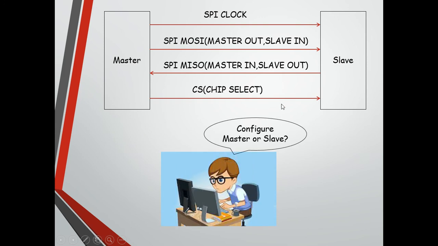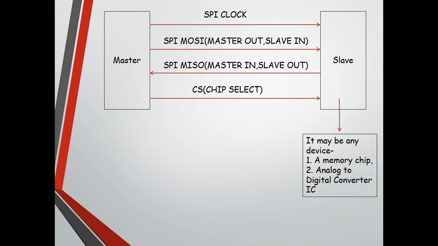Now you must be wondering, there are two devices, a master and slave, so we have to configure the clock polarity and clock phase of the master or of the slave device. To get the answer to this question, first we will look at what a slave device is. Now, a slave device may be a memory chip or an analog to digital converter IC.